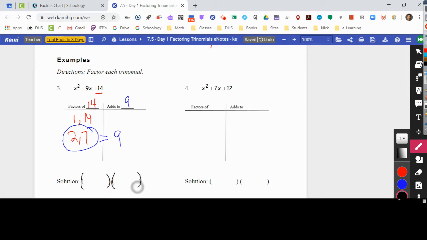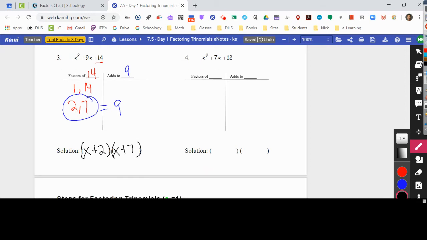For the trinomials where the a value is 1, these 2 first spots are always going to be filled with an x and an x. Now I have to put something in these 2 spots, and it's going to be that factored pair that I circled up above. So my solution is going to be x plus 2 times x plus 7. That's just a special way trinomials factor.